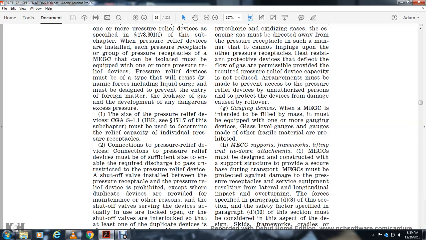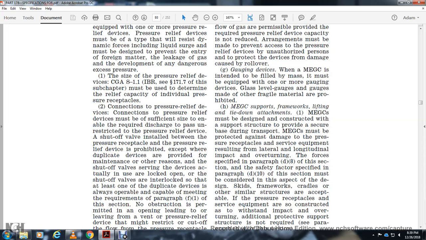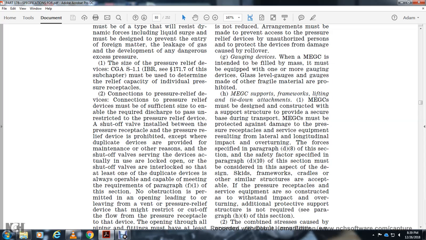Within this section, consideration must be given to skids and frameworks carried for other similar pressure structures, which are acceptable. If the pressure receptacle and surface equipment are also constructed to withstand impact and overturning, inertial protective support of the structure is not required. Paragraph H4 of the section.